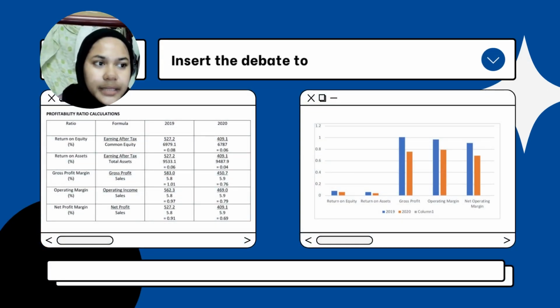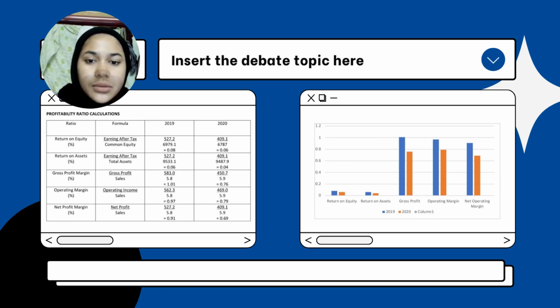Profitability ratio calculation. Return on equity, earning after tax divided by common equity. In 2019, 0.08, and in 2020, 0.06. Then return on assets, earning after tax divided by total assets. In 2019, we get 0.06 and 0.04 in 2020. Gross profit margin, gross profit divided by sales. In 2019, we get 1.01, and in 2020, we get 0.76.